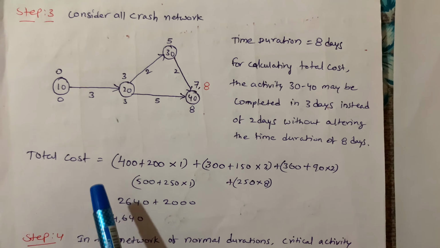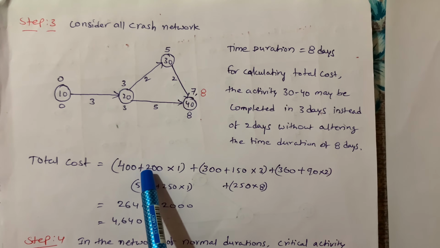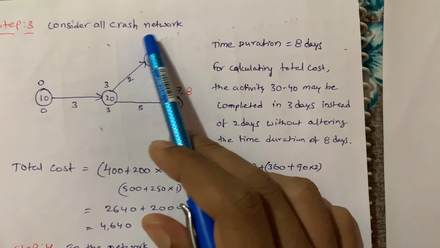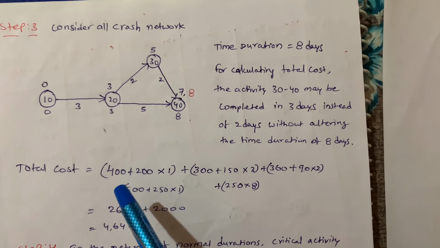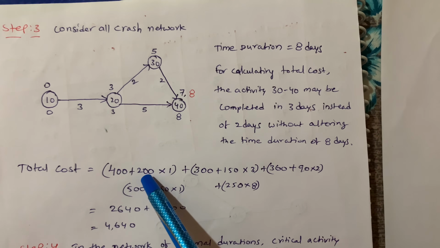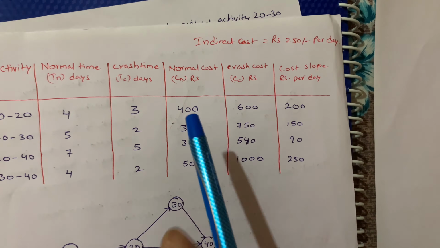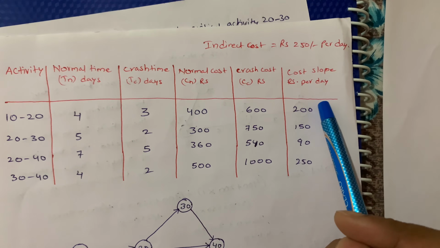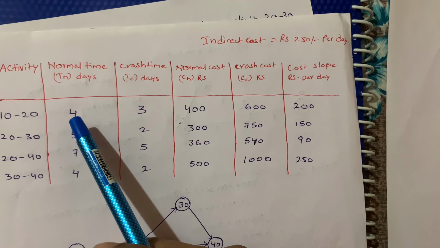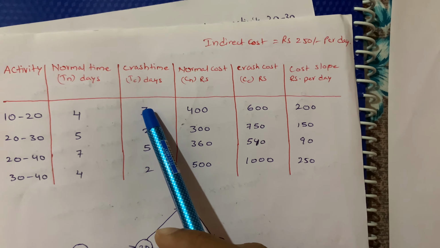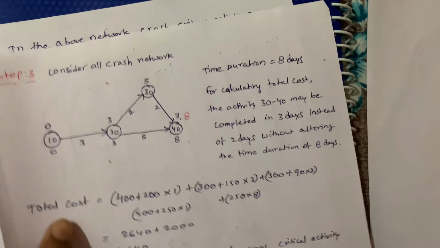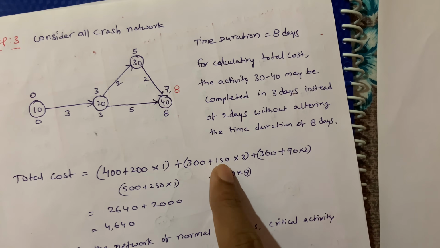Okay, so the total cost formula is direct cost plus indirect cost. So for this crash network, we are going to add all the values, that is 400 plus 200 into 1. I'll show you. 400 is the normal cost plus the cost slope, 200 into 1. 1 is nothing but 4 minus 3, normal time minus crash time. Next, same like that, 350 plus 150.